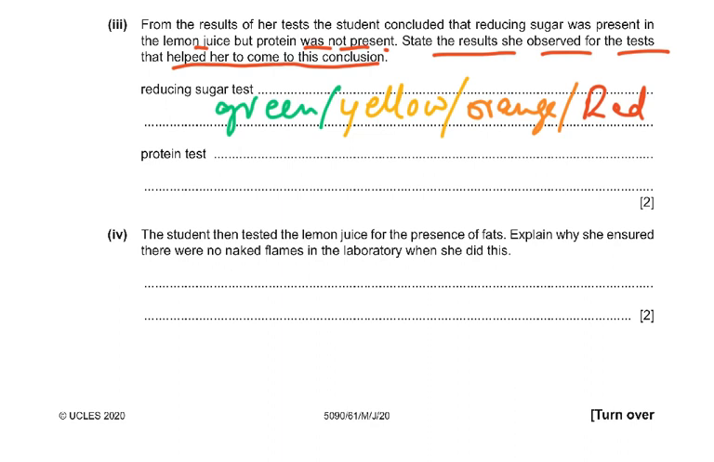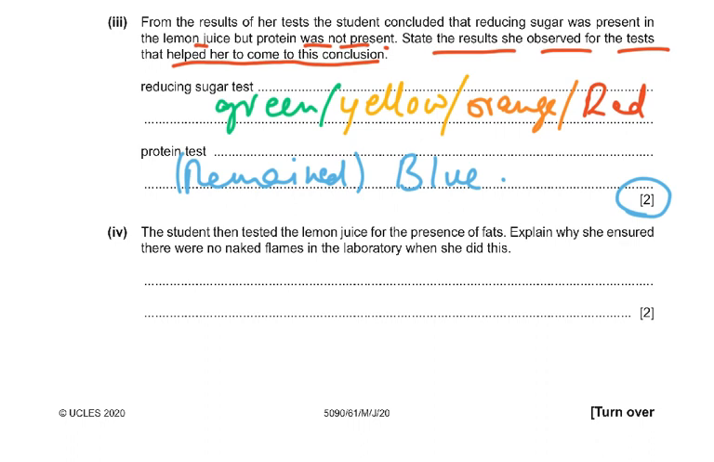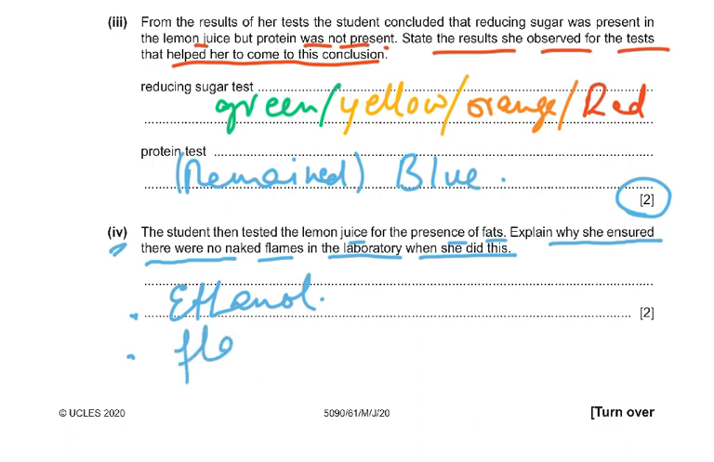Now coming to the protein test, the protein test will remain blue. We don't have to write remained, but because the biuret reagent is blue, so it remained blue. Now this was for you too, for the 2 marks. Then coming to the part 4, the student then tested the lemon juice for the presence of fats. Explain why she ensured that there were no naked flames in the laboratory when she did this. Why? Because you're going to use ethanol, and ethanol is highly flammable.